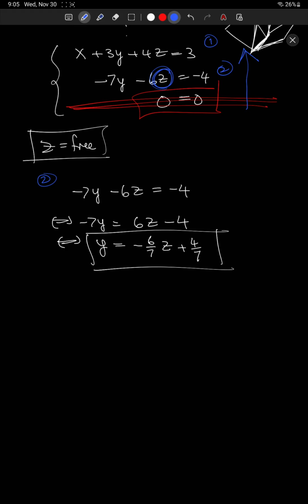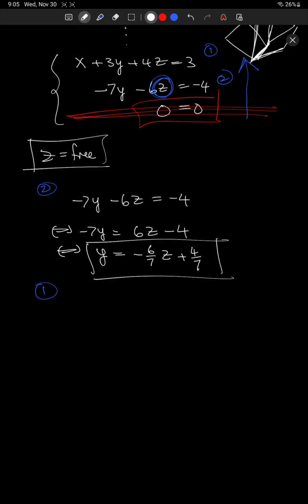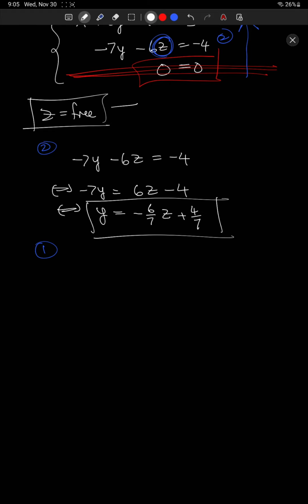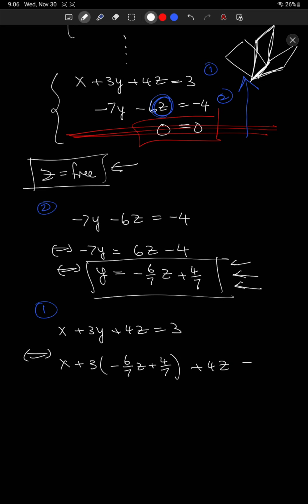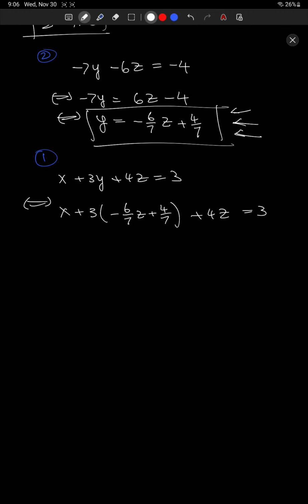Okay, how do we get x? Well, we just go up one step, just like we did last time, except this time, every time we see a z, we leave it as is because z is free. Every time we see a y, we substitute the y that we just found, and it'll be in terms of z. And then that will allow us to solve for x, right? So we have x plus 3y plus 4z equals 3. That's equation 1. Now I put in my y, which is 3 times minus 6 over 7 z plus 4 over 7, and then plus 4z equals 3. All right. And now I solve for x.